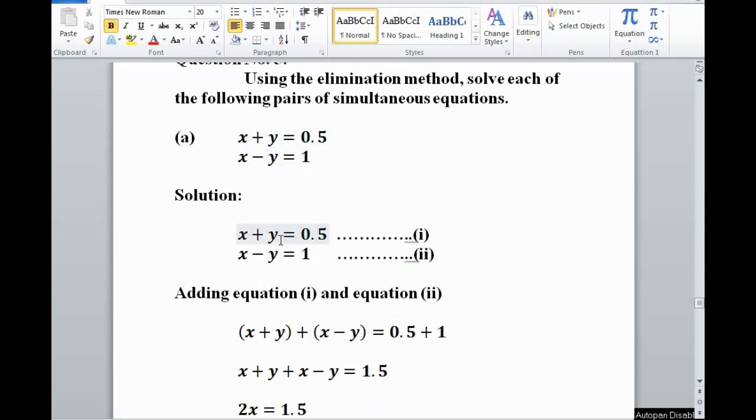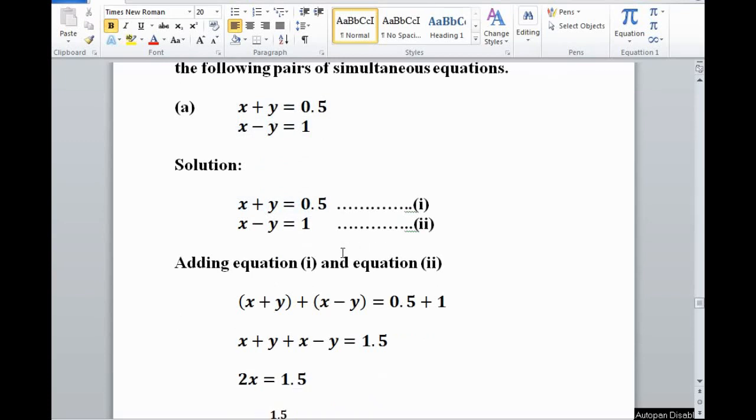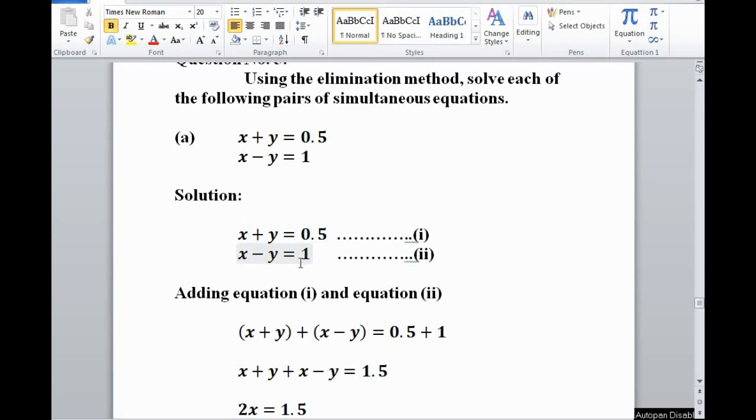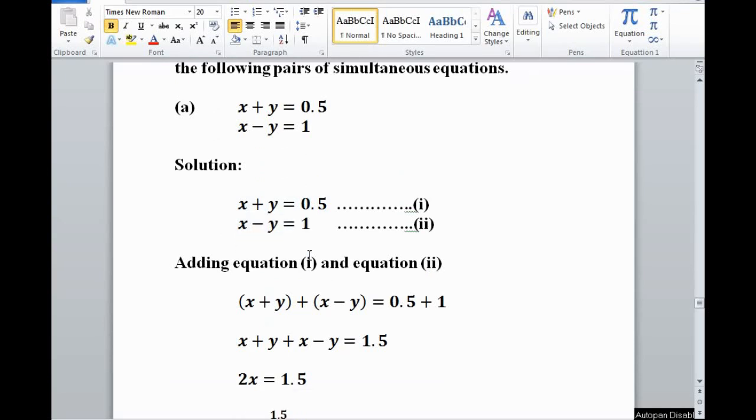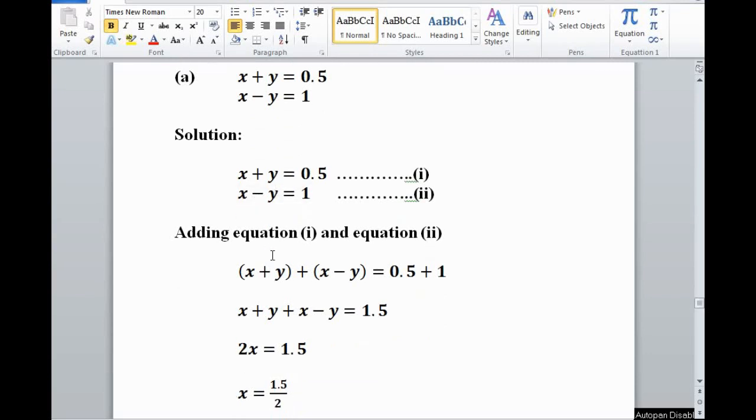So first of all, let's name this equation, x plus y equals 0.5, as equation 1, and I'm going to take this second equation, which is x minus y equals 1, as equation 2. Since we are solving these two equations by elimination method, I'm going to add these two equations to eliminate variable y from these two equations. So adding equation 1 and equation 2.